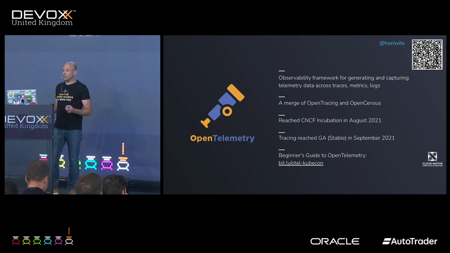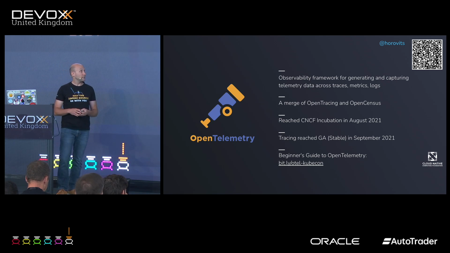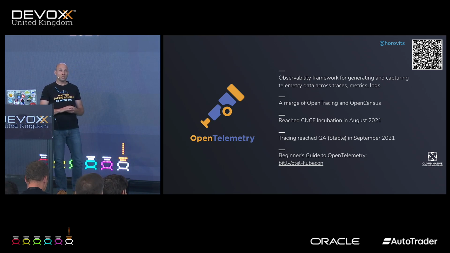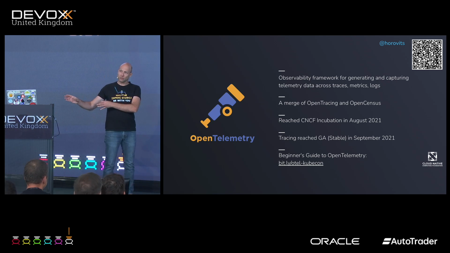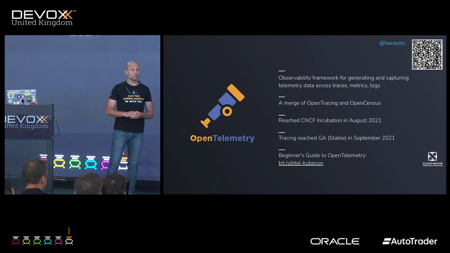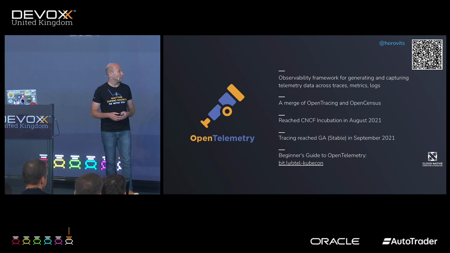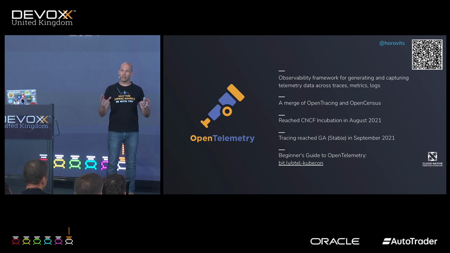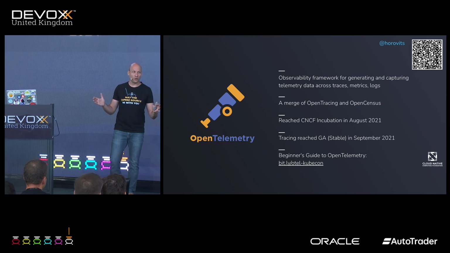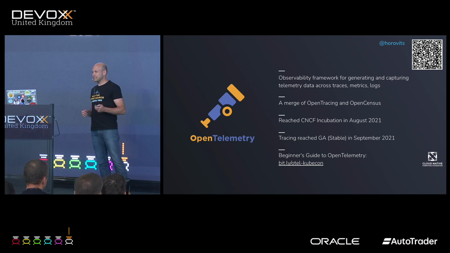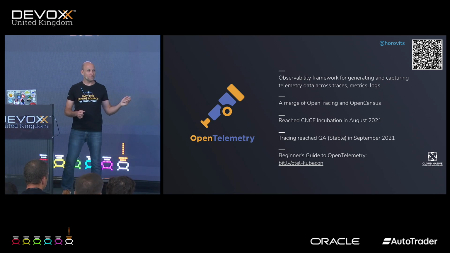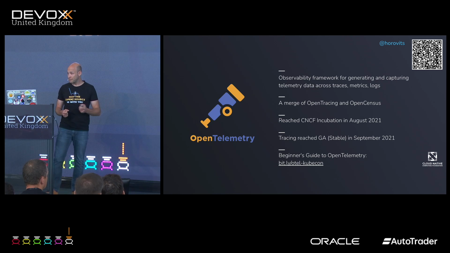OpenTelemetry is a framework for generating and capturing telemetry data from your application across traces, but also metrics, logs, and actually recently we also added continuous profiling, a fourth signal. So although the topic of this conversation is tracing, keep in mind that this is a unified framework, actually one framework to rule them all, if you like, for observability. It started as a merge of OpenTracing and OpenCensus, for those who are familiar with these or still use them.